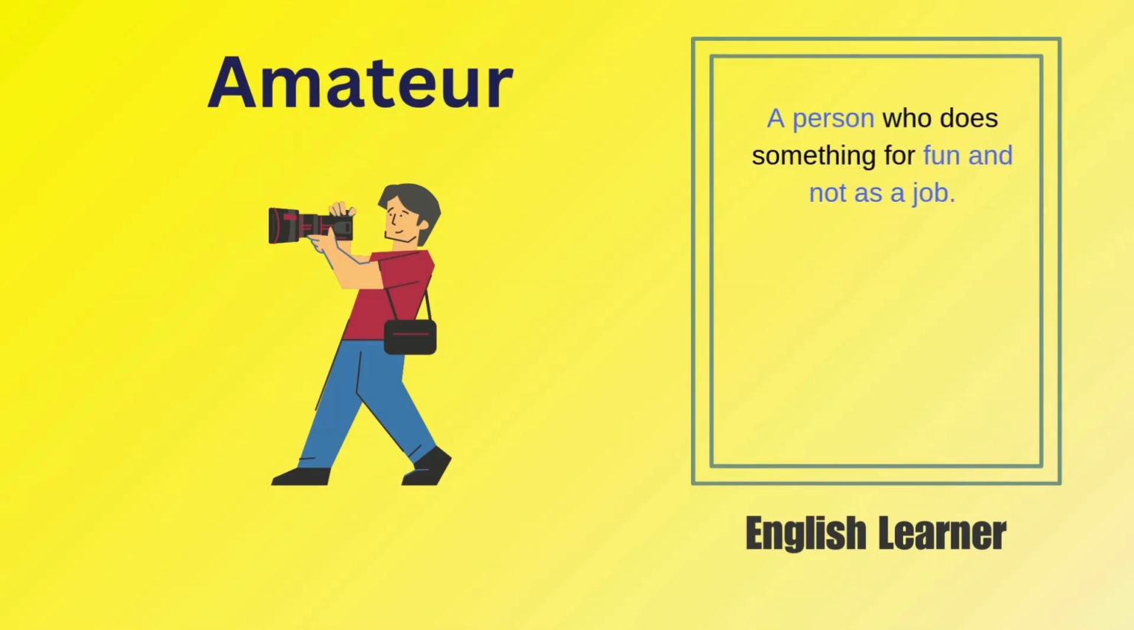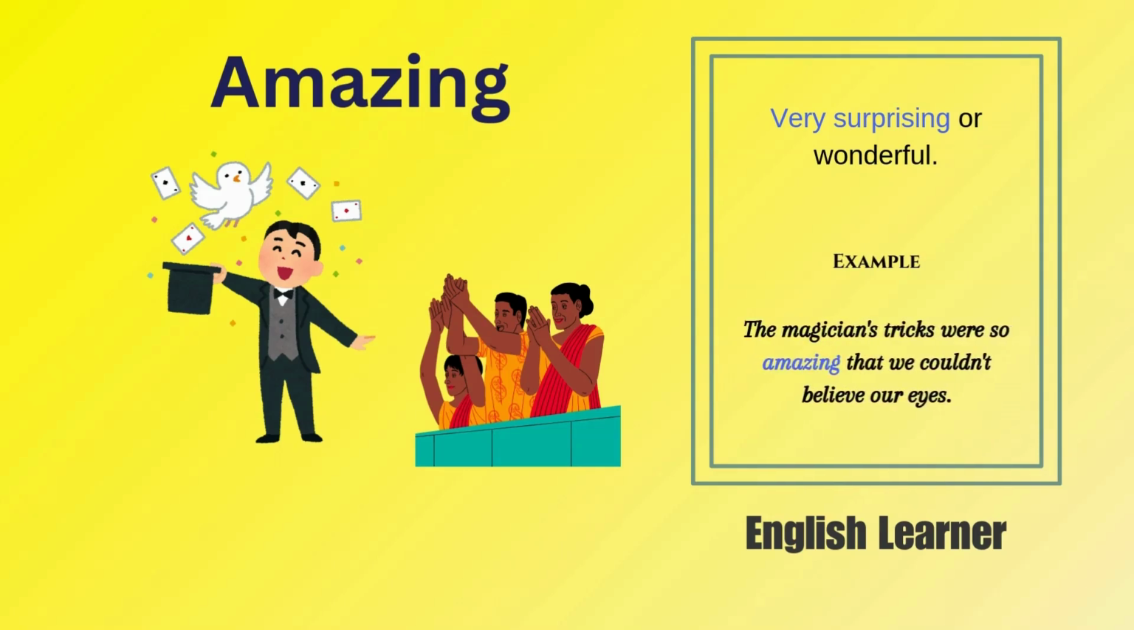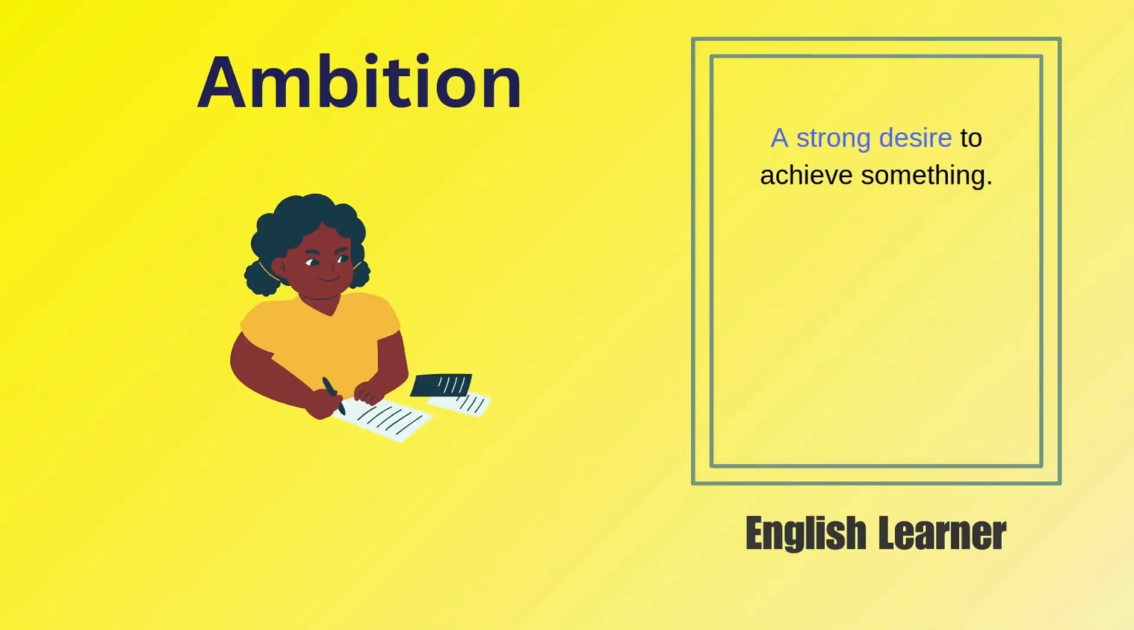Amateur. A person who does something for fun and not as a job. Example. He is an amateur photographer who takes pictures for fun. Amazing. Very surprising or wonderful. Example. The magician's tricks were so amazing that we couldn't believe our eyes. Ambition. A strong desire to achieve something. Example. Her ambition is to become a famous writer one day.